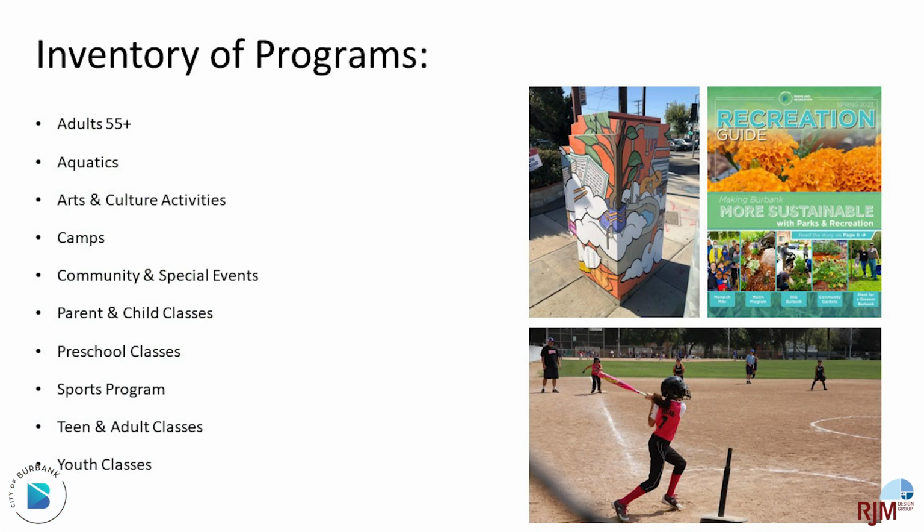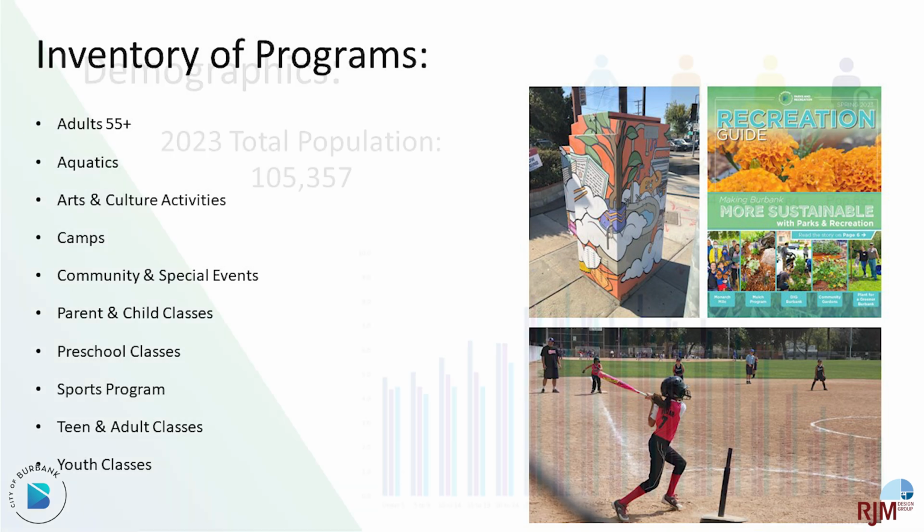The inventory will also consist of a review of all the existing programs that are available to the community. These programs include adult programs, aquatic programs, camps, classes, childhood, preschool classes, as well as teen and adult classes.